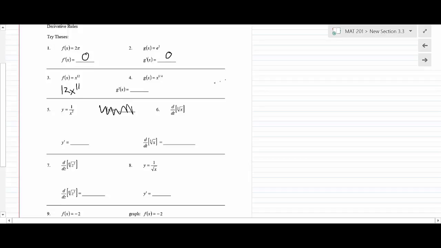12x to the 11th. Then the next one, you go 1/4 x to the 1/4 minus 4/4. I just go ahead and do it like that. You're subtracting 1, so use 4/4. So that's going to give 1/4 x to the negative 3/4 like that. And that's fine. What I want you to know how to do with that one is kind of the general power rule.